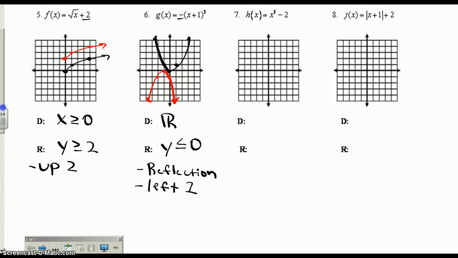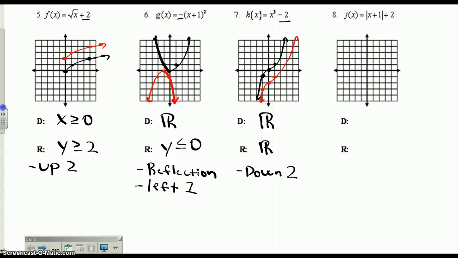Okay, the next one, it's a cubic. Okay, so remember this is the snake here. Okay, so I'm going to draw my original. Here's my snake. Okay, since the negative 2 is on the outside, this one's moving down 2. Okay, so now I'm going to take each point of my cubic, move them down 2, and here's my new graph. You notice how for both domain and range, you're going to negative infinity to positive infinity, so it's going to be all reals.